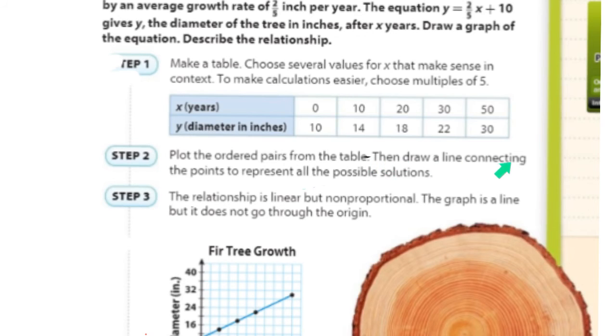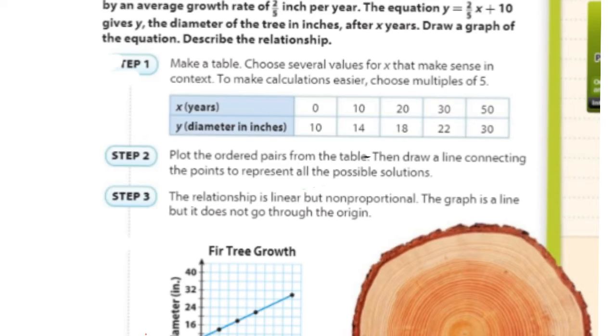It says draw a line connecting the points to represent all possible solutions. So there's a line that's drawn. Remember, x is in years. I can have year 1, 2, 3, 4, 5, etc. That's why all the years in between will count. I can even have partial years. I can use months, like one year and 2 months. That's all going to be included in here. So this makes sense in connecting the line because you can have a partial year.